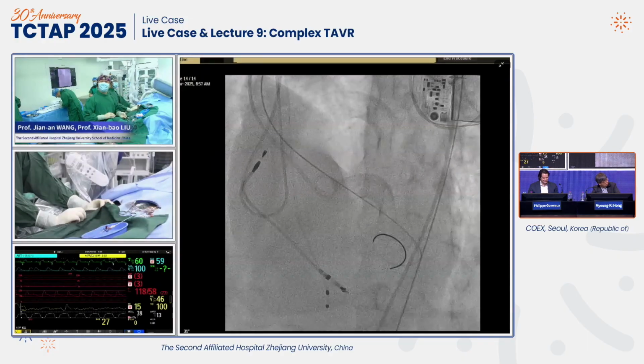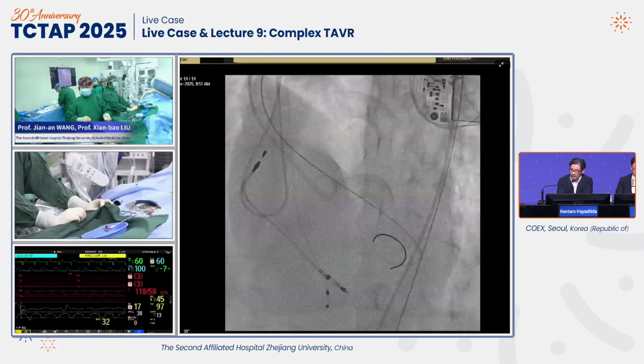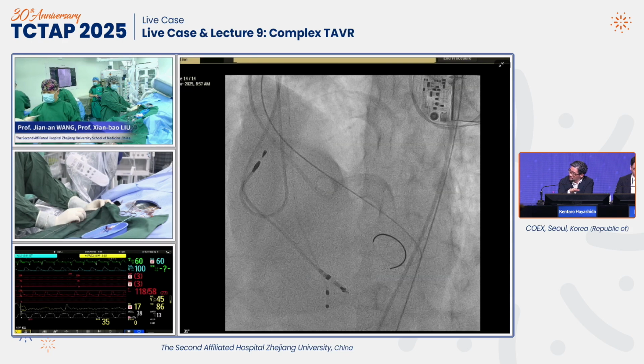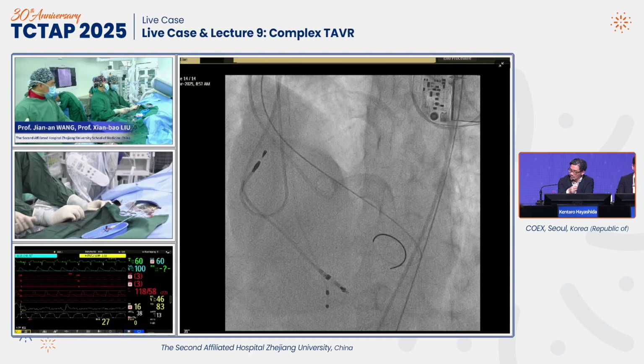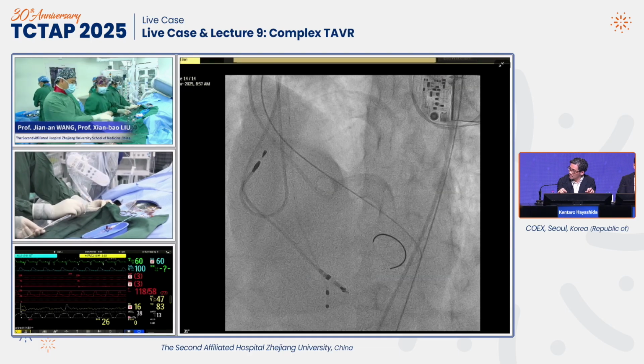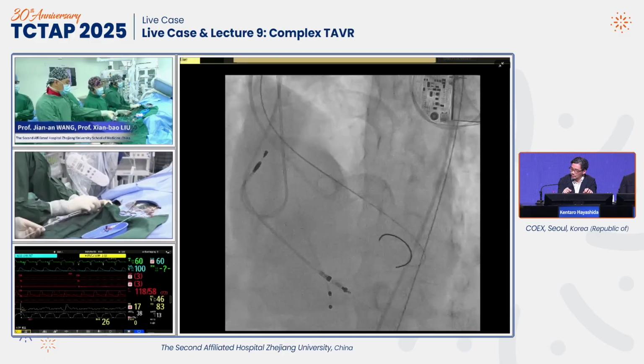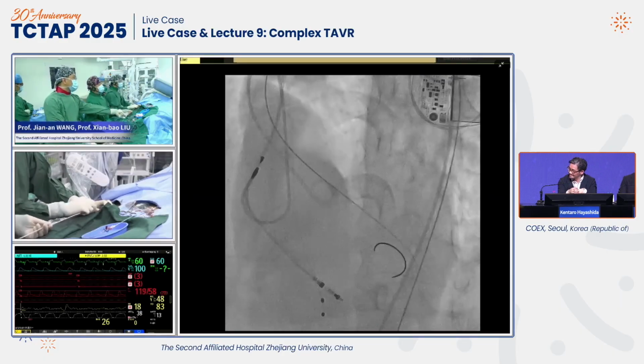Dr. Hayashida, any comment? Yes, I will also proceed to the second inflation, because it's quite important to open up the calcification. To stabilize the balloons, it's quite important to decrease the blood pressure. We also need to push the Safari wire to the left ventricle. The most important thing is to hold the entire system and push towards the left ventricle to avoid upward motion.